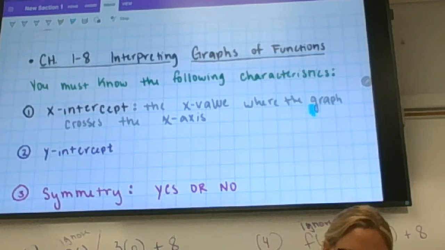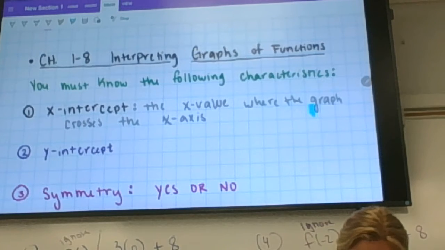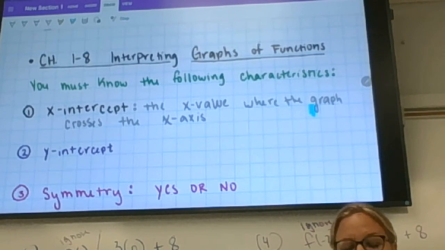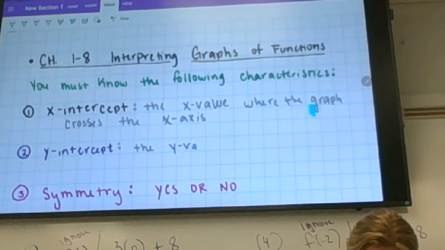I got something to say about this. It's not important today, but it's really important in the future. At all x-intercepts, y will equal 0. That's too much. Okay. Y-intercept, the y value.